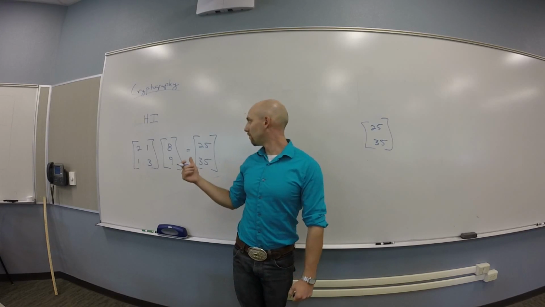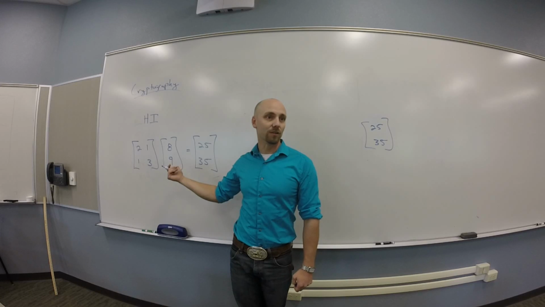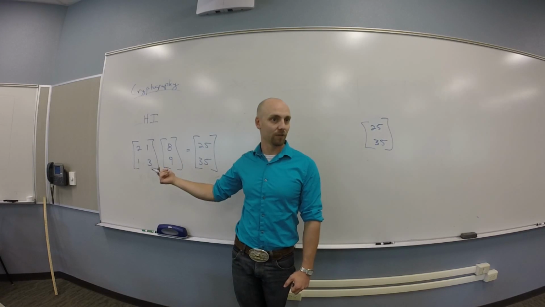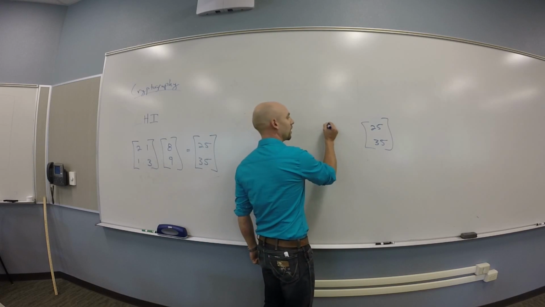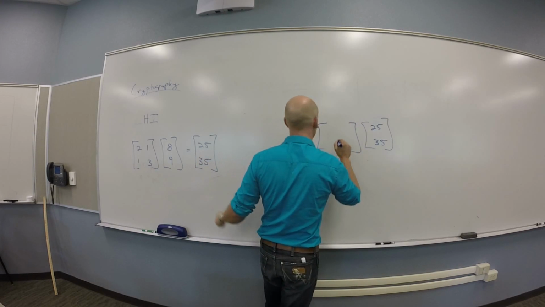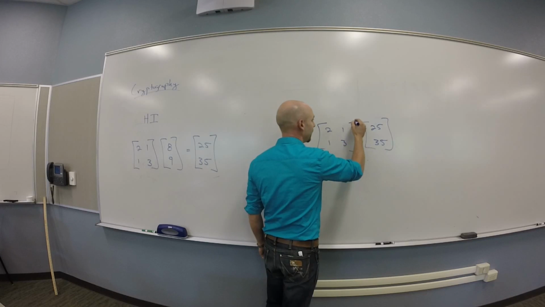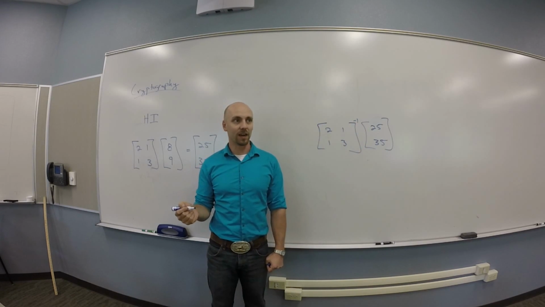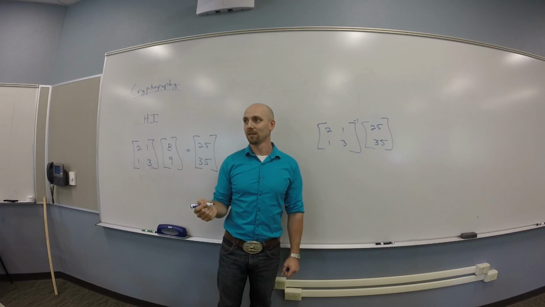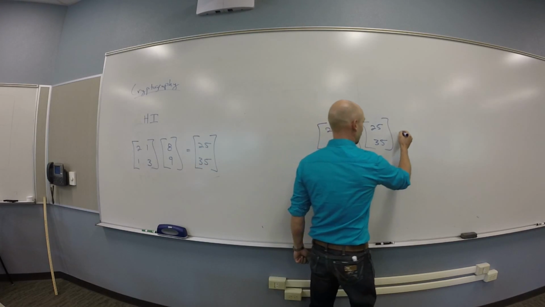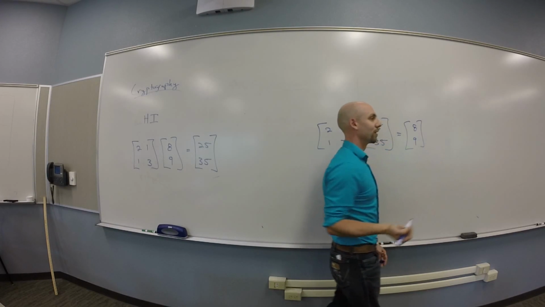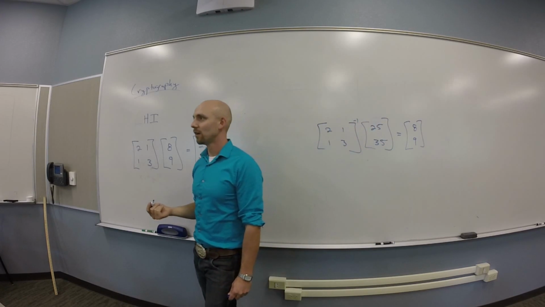Or I could find the inverse. If they were going to do this a lot, it would probably be better if they just found the inverse of this matrix, right? So they're going to hit this with the 2, 1, 1, 3 inverse. You guys see that? And what are they going to get out of this? They're going to get 8 and 9, and they're going to know that that's "hi".